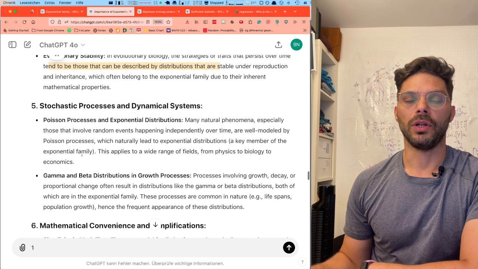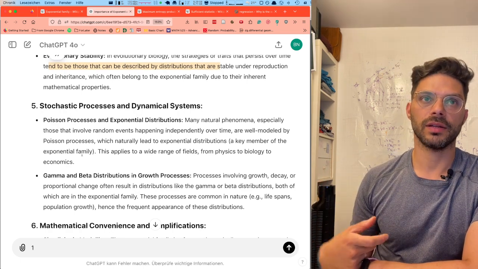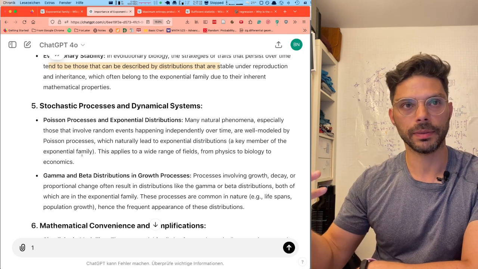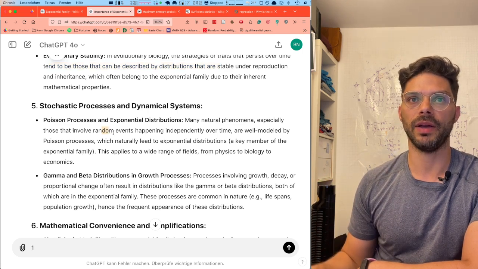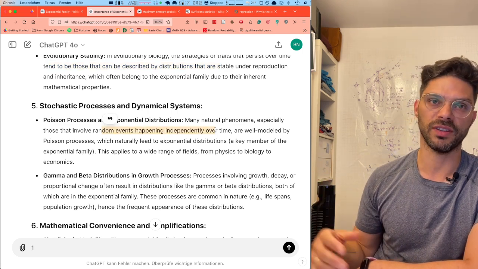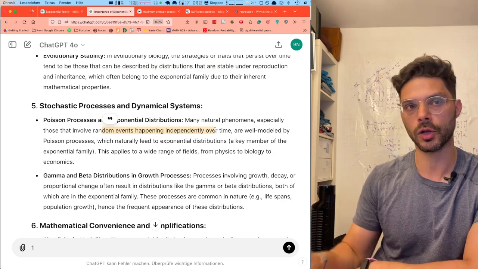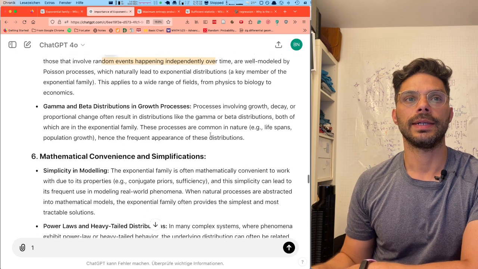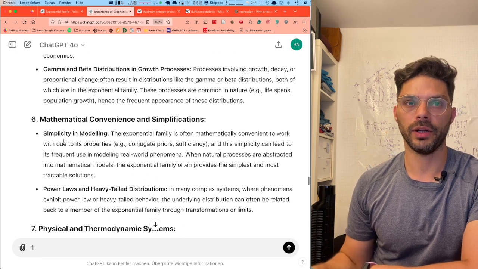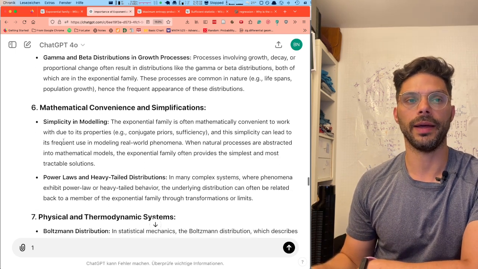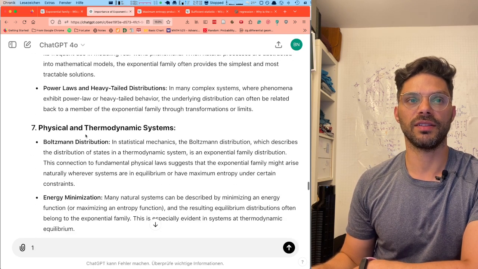Again, this is more along the lines that the Poisson process and exponential distributions show up, like random events happening independently over time. So this is again explaining why certain members of the family show up. Simplicity in modeling, you can already imagine, we touched on that. This is again quite cool.